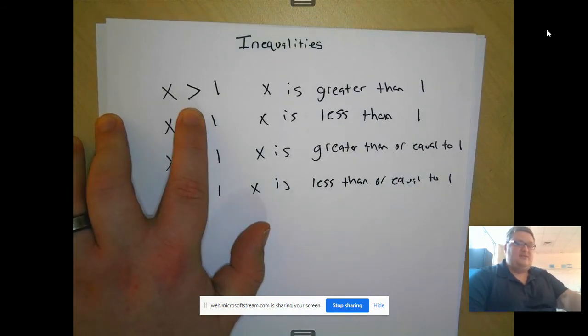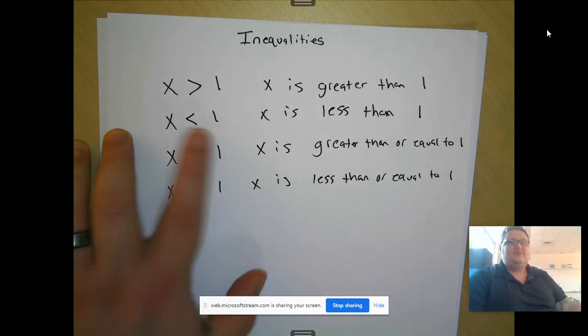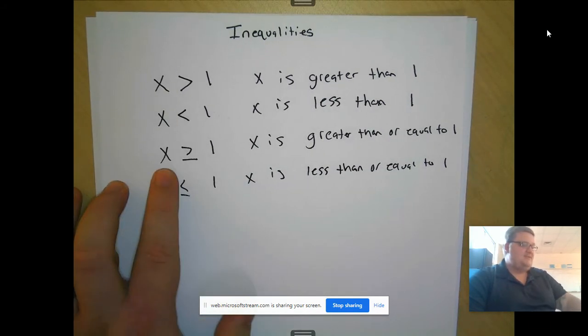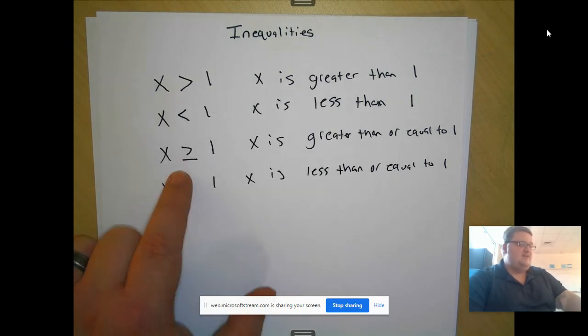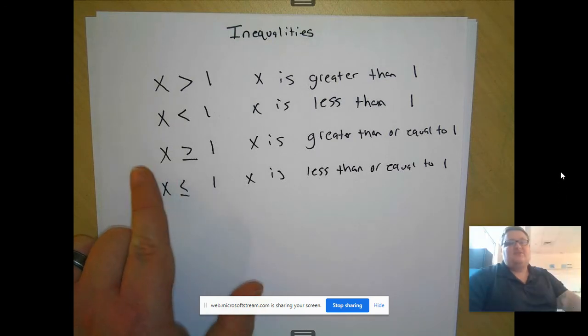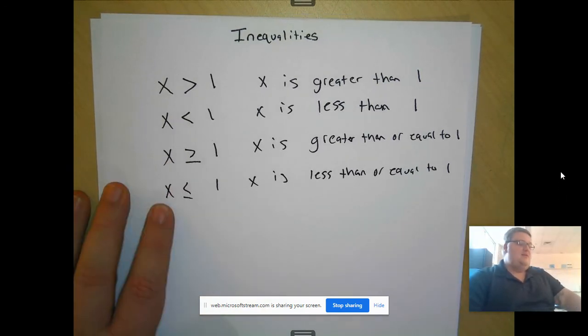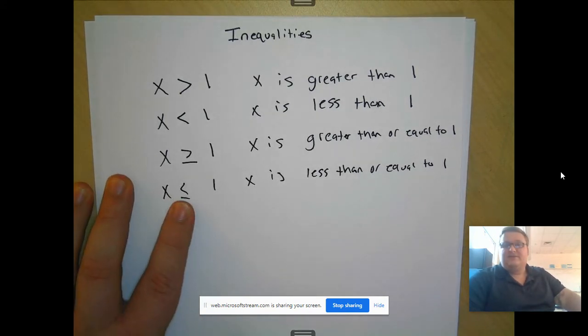X is greater than 1. That's how you read that. X is less than 1. That's how you read that. X is greater than or equal to 1. Notice you have the greater than sign, and then you have a little line under it. That's all you have to do to write that. So that stands for x is greater than or equal to 1. And then you have x is less than or equal to 1. So it's a less than sign with a little line under it.